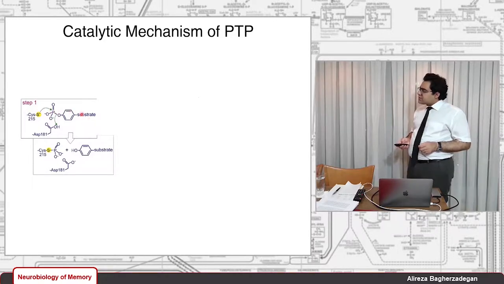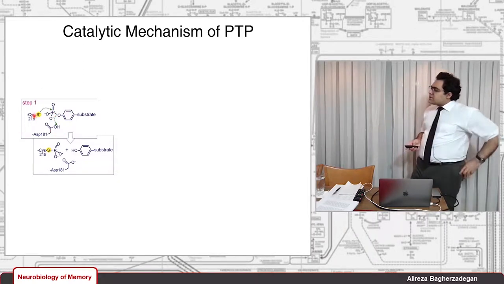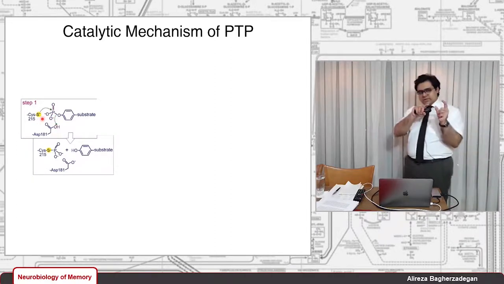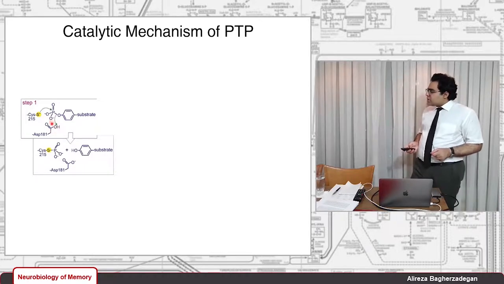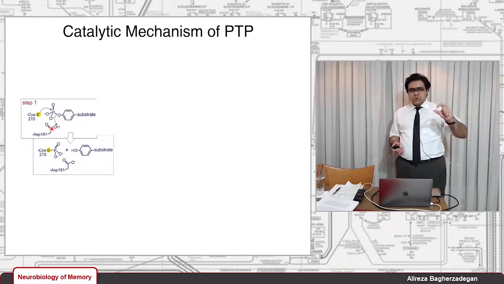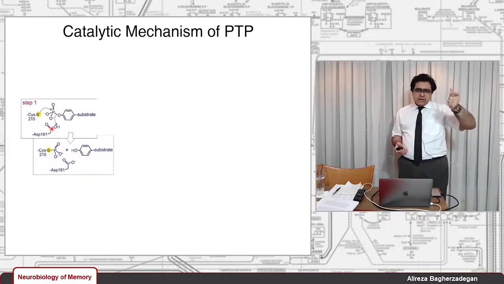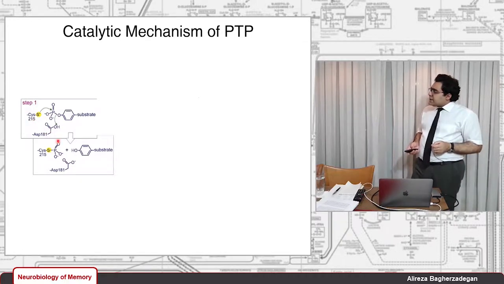So it donates an electron to this phosphate, which is attached to our substrate. This is a phosphosubstrate. The substrate has been phosphorylated, and now it has a phosphate group attached to it. And this cysteine has a sulfhydryl group, which donates an electron. Or in other words, electrons are transferred from this sulfhydryl group to the phosphate group here. And this electron transfer is paired with protonation. Protonation is a chemical reaction in which a proton, or hydrogen ion, is added to a substrate or another molecule. This electron transfer is paired with the protonation of the tyrosine leaving substrate. This substrate is actually going to leave.